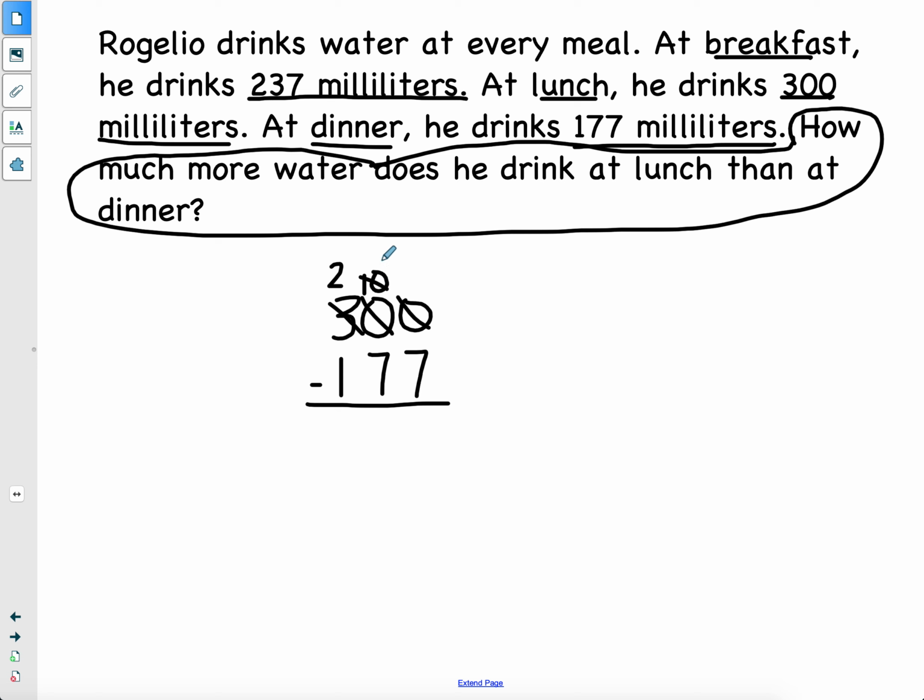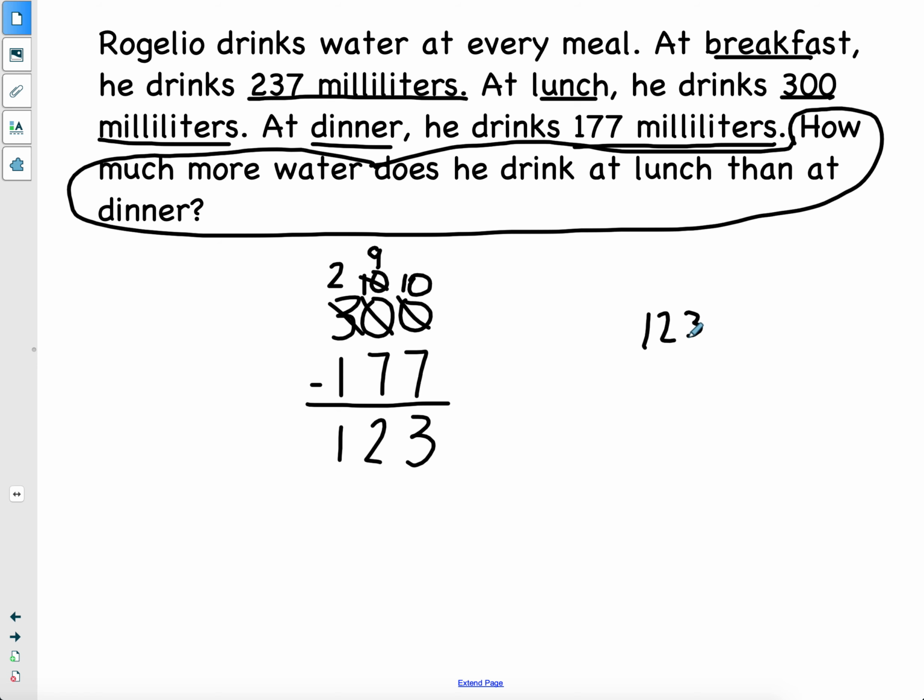So I'll regroup again. So now I only have 9 tens in the tens place, which gives me 10 ones. So now I can subtract: 10 minus 7 is 3, 9 minus 7 is 2, and 2 minus 1 is 1. So 123 more milliliters of water, but I'm going to check this using the inverse operation.